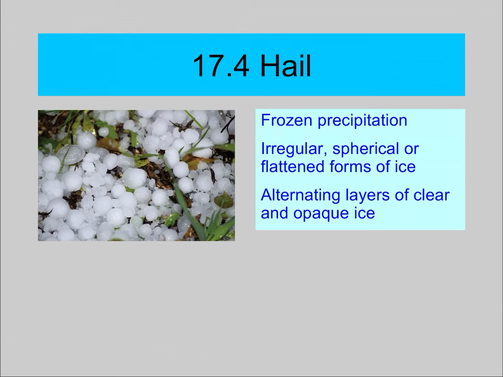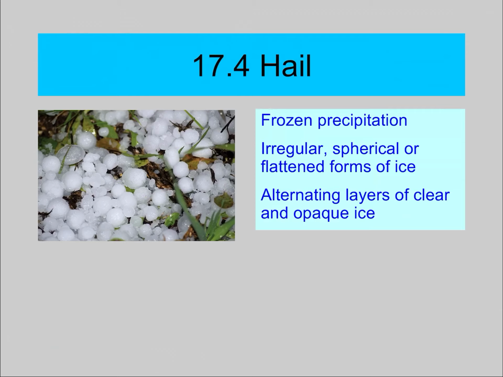So hail is a frozen precipitation. It's irregular, spherical, or flattened forms of ice, and it's alternating layers of clear and opaque ice. And the way that hail forms is way up in the top of the cloud. You'll start to have water droplets that will pass through really hot and cold layers of the storm. And as they pass through those hot and cold layers, they melt, freeze, melt, freeze, melt, freeze.